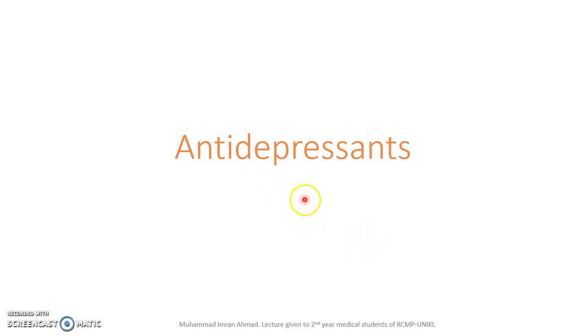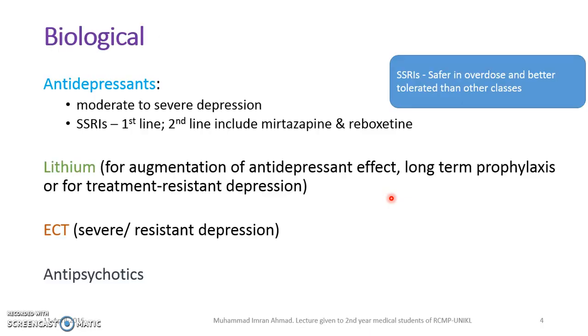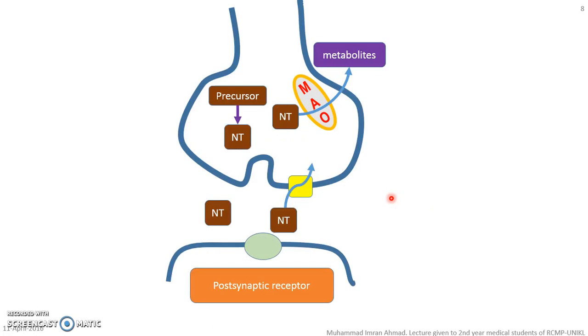So I'm just going to give a brief overview about antidepressants. As we know, antidepressants are used to treat moderate and severe depression. It's not usually needed for mild depression. And when we talk about antidepressants, usually we cannot get away from this diagram, this cartoon, this depiction.